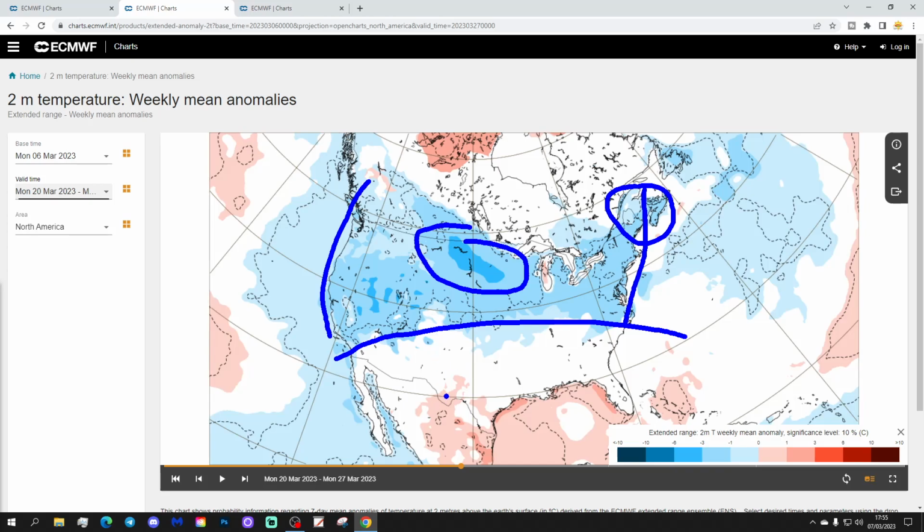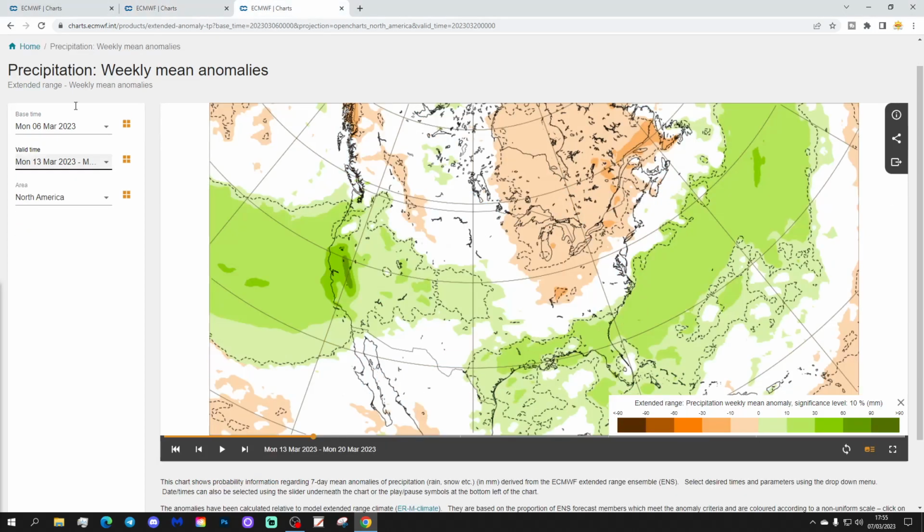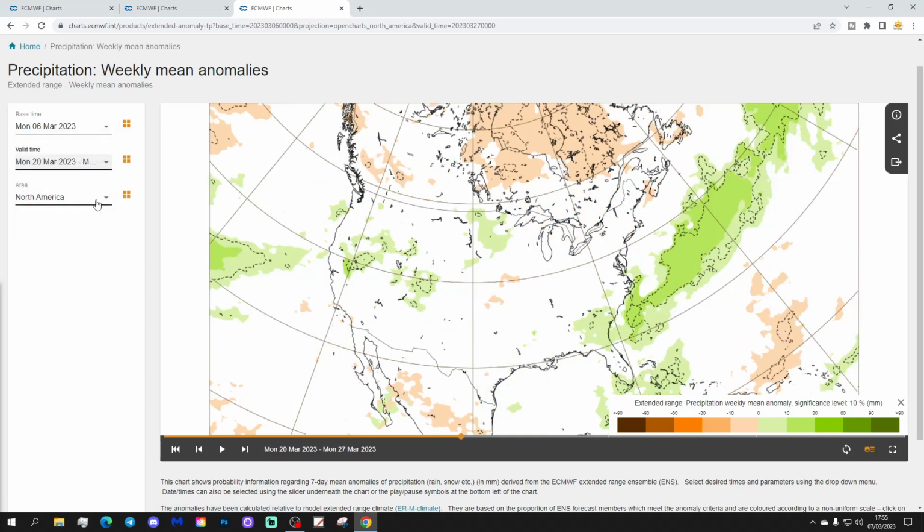Further southwards, the southern states of America, not looking as cold there, but certainly not looking mild. The anomaly is like average or has no signal. Precipitation-wise, it looks like that. So a weakening signal, but wet over towards the west coast and also down here along the eastern seaboard into the far southeastern portion of America.